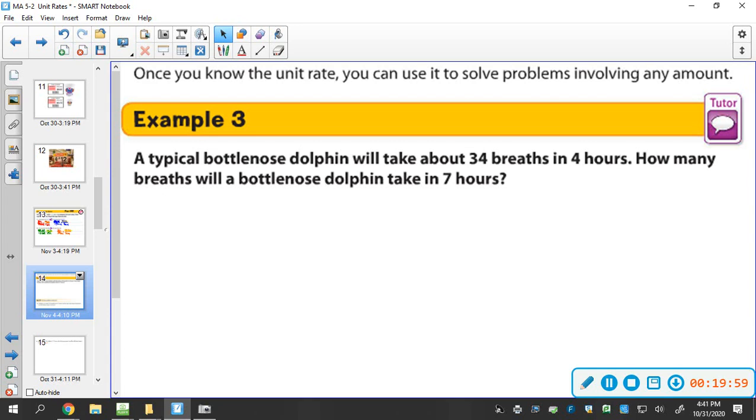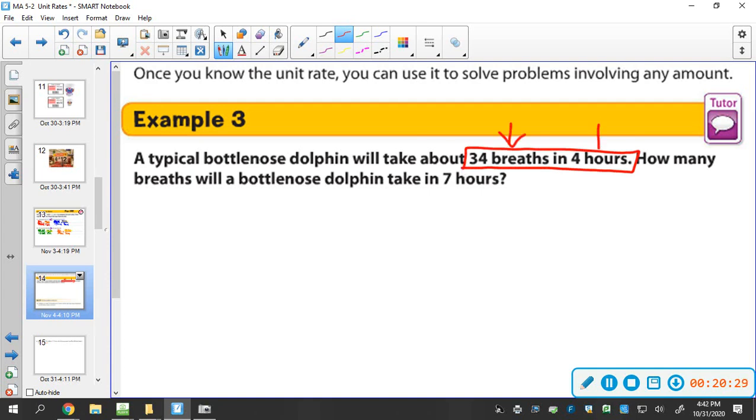Once you know the unit rate, you can use it to solve problems involving any amount. So it says, a typical bottlenose dolphin will take about 34 breaths in 4 hours. So that's the first thing that you would need to solve. Then it says, how many breaths will the bottlenose dolphin take in 7 hours? So when we're looking at this, the first thing you want to do is use the rate they gave us. They told us that this many breaths goes with this many hours. So those should be the two numbers I use together.